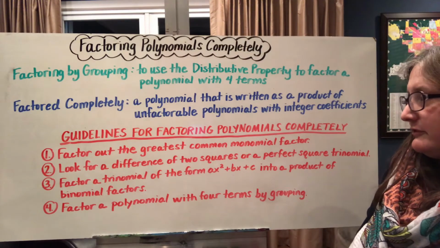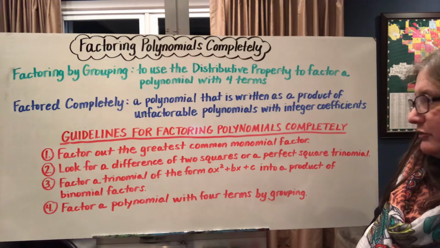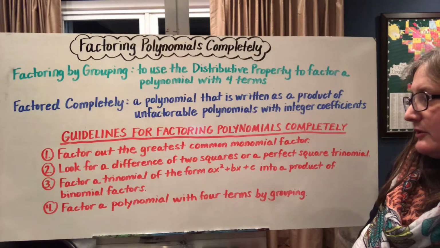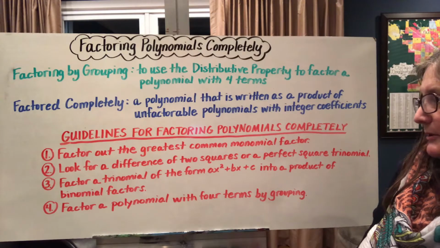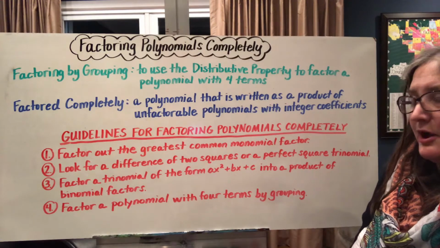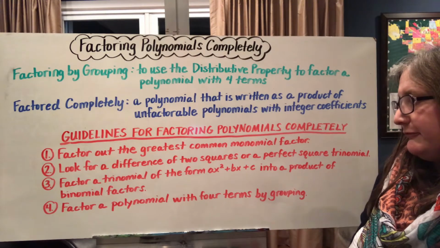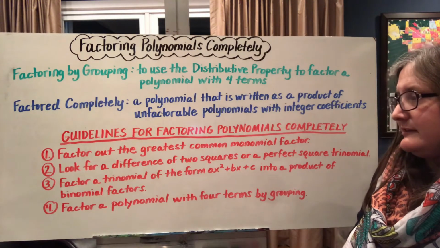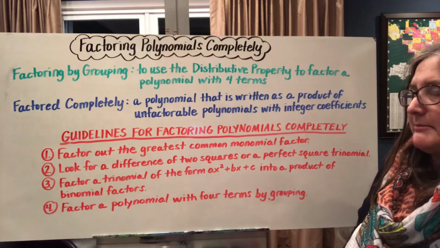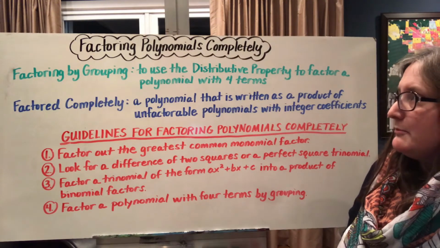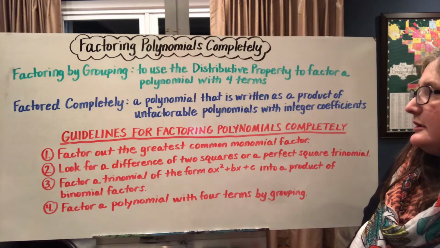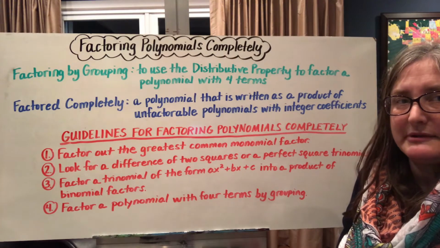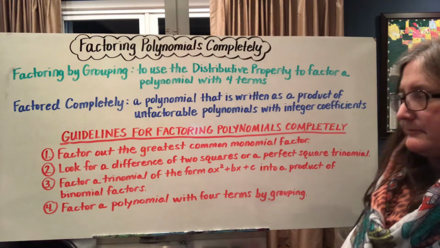make sure that you've looked for a difference of two squares or a perfect square trinomial, factoring a trinomial of the form ax squared plus bx plus c into a product of binomial factors, or factoring a polynomial with four terms by grouping. Now we've talked about all of the things in this list except number 4, factoring by grouping. Factoring by grouping means to use the distributive property to factor a polynomial with four terms. So let's take a look at some examples where we would factor by grouping.